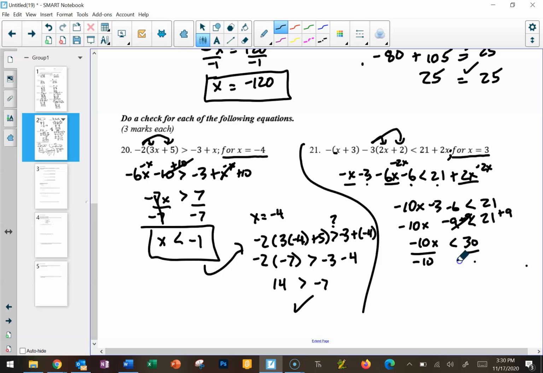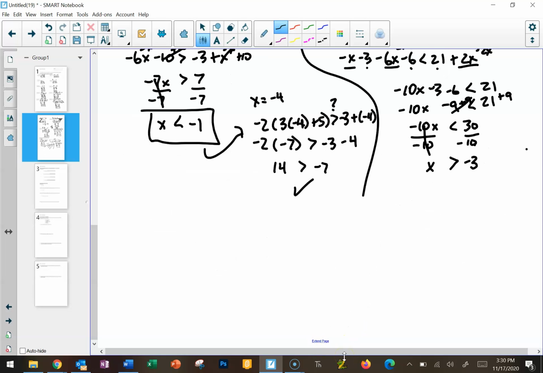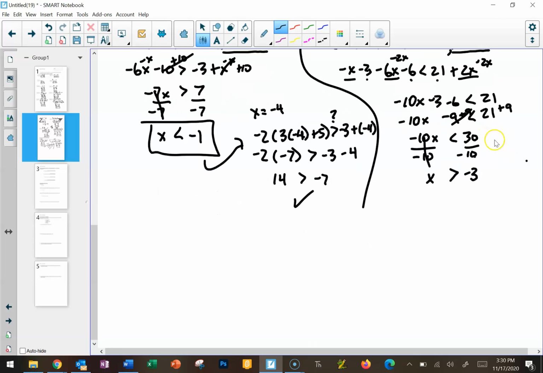We are needing to divide by -10, which means we need to flip our sign. And we're left with x is greater than 30 divided by -10, which is -3. So we're reasonably confident in that answer, but we need to verify it with x equals 3.